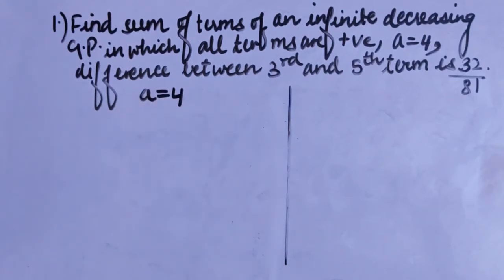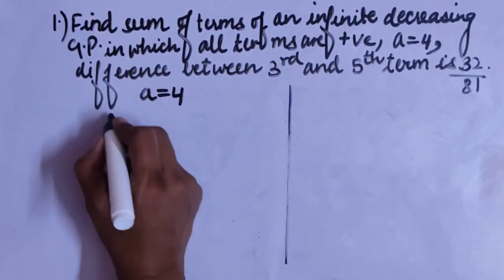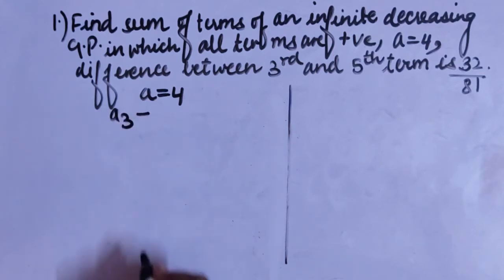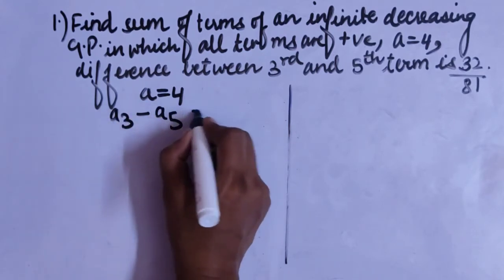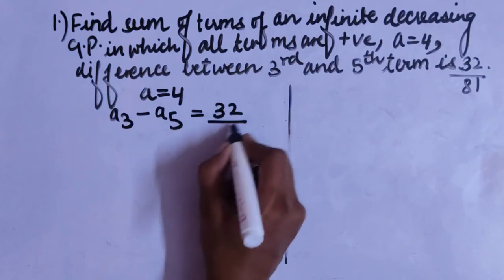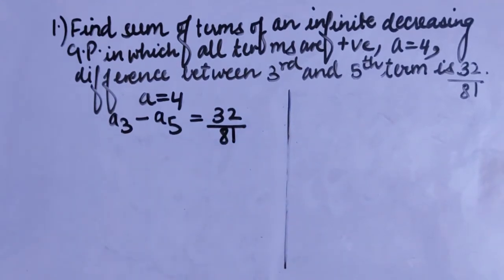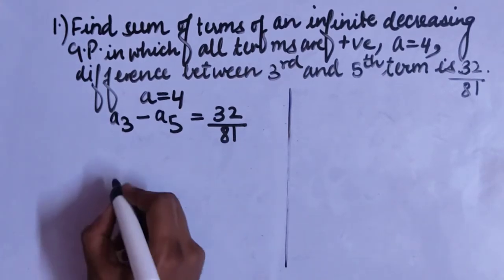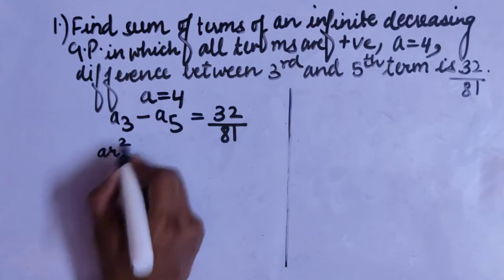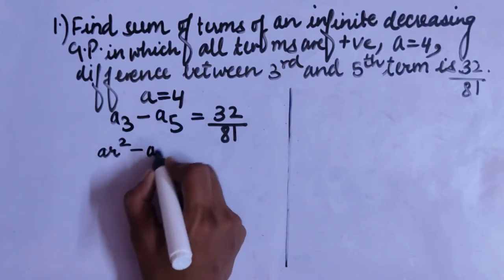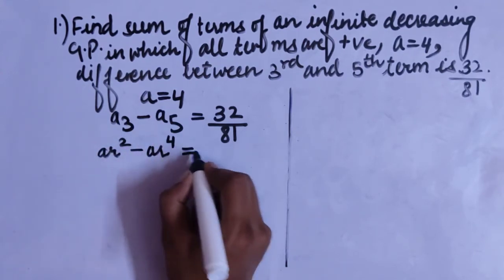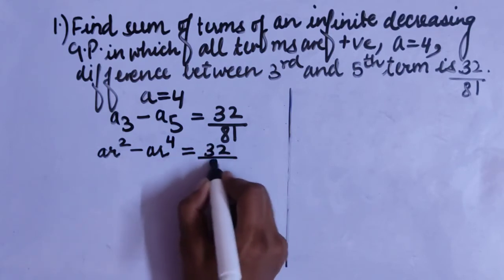Fine. And the difference between the third term a3 and the fifth term a5 is equal to 32 upon 81. So now, on the basis of this given information, we are required to find the sum of all the terms of an infinite decreasing GP. Now see students, what will be your a3? As you clearly know, it will be ar square, minus a5 will be ar raised to the power 4, equal to 32 upon 81.